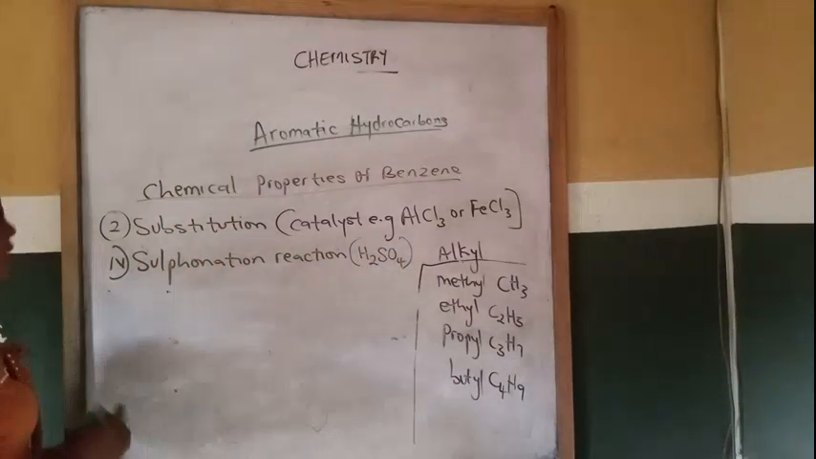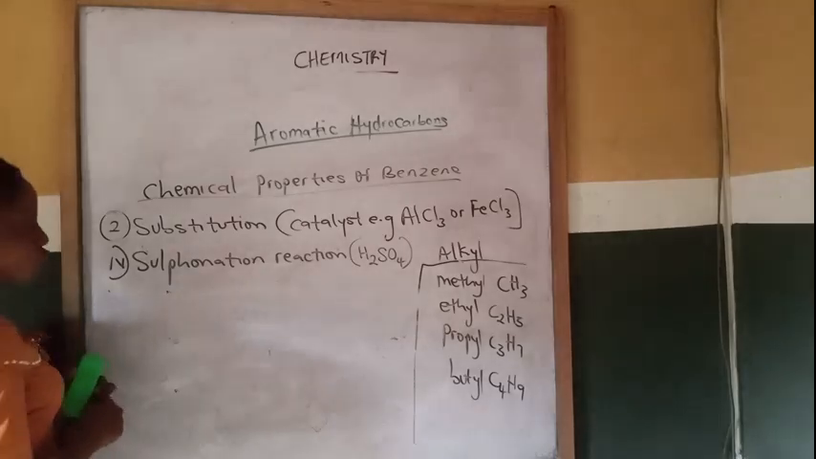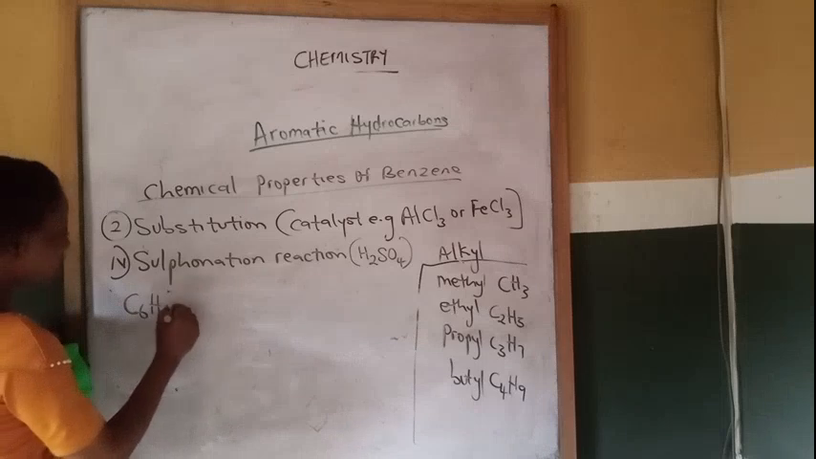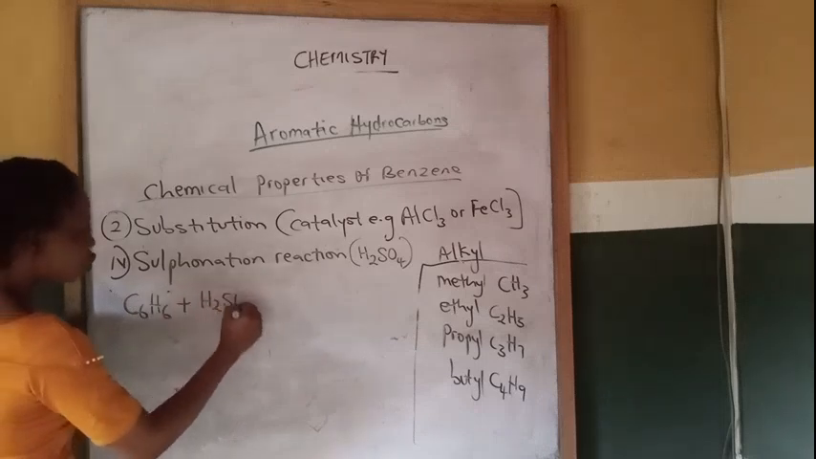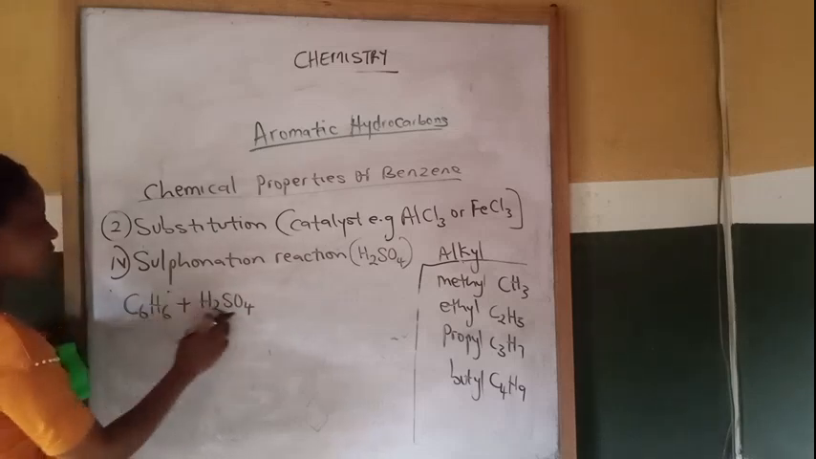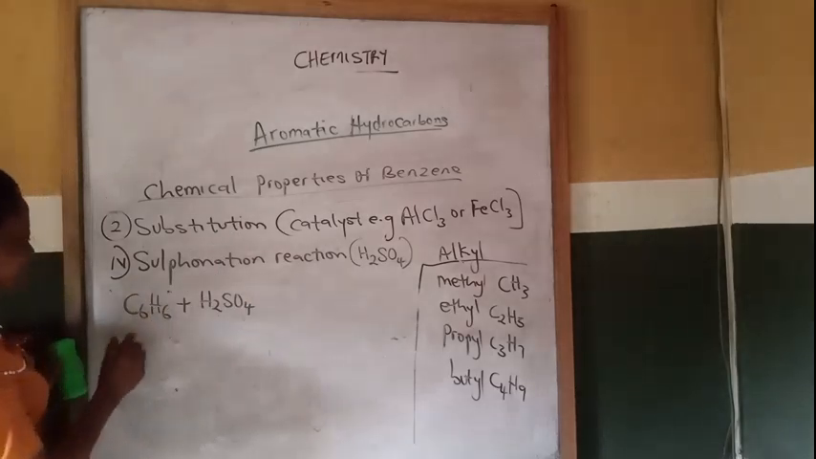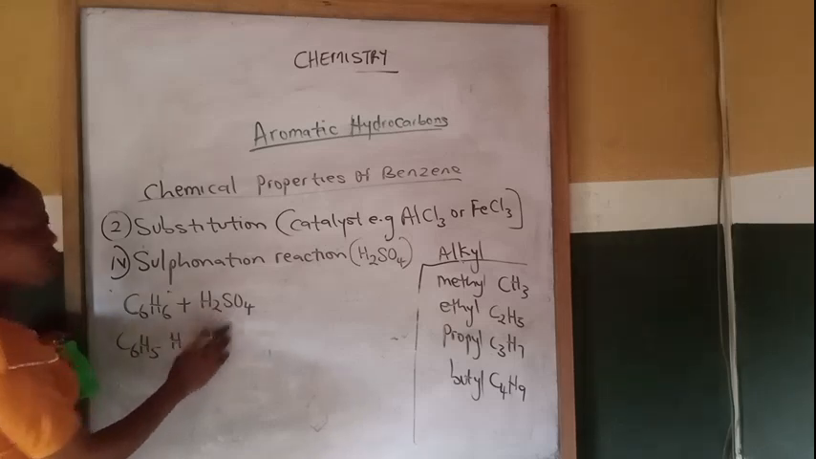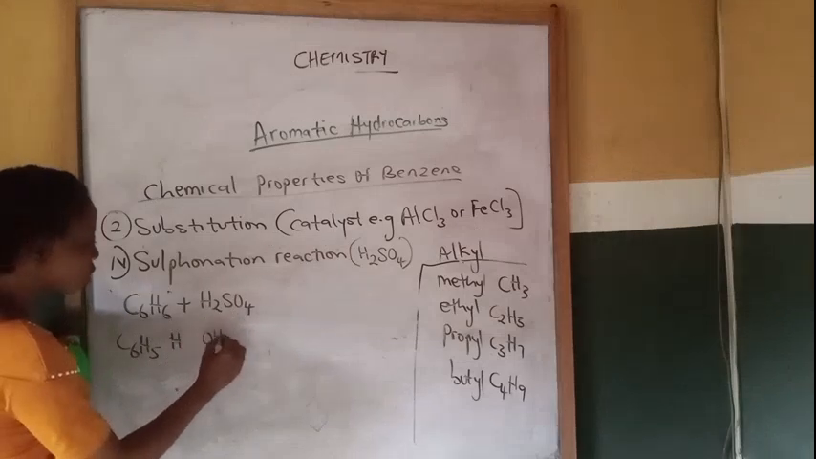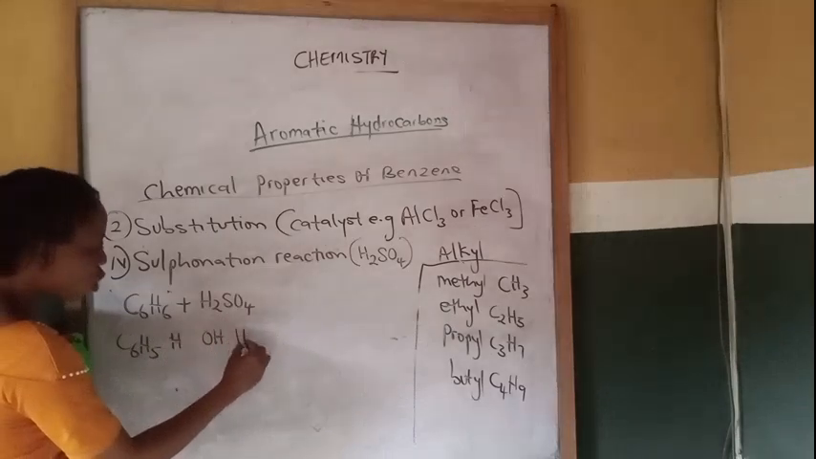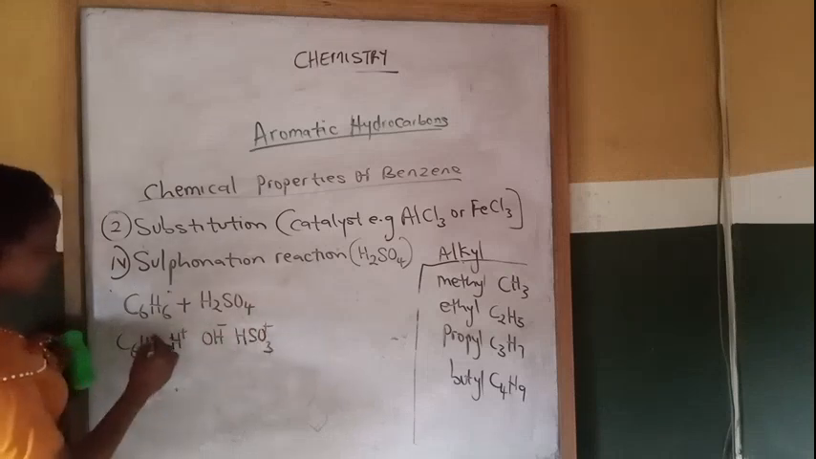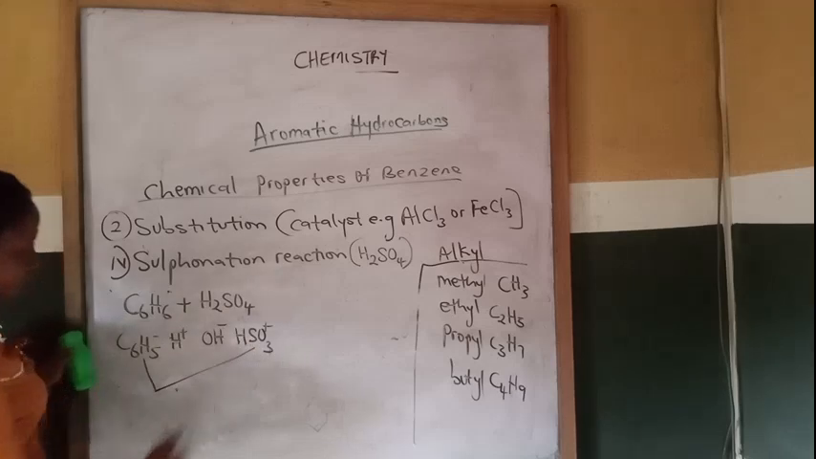So H2SO4 will be added to benzene molecule. So benzene is C6H6 plus H2SO4. So reaction of benzene with H2SO4 will decompose benzene to C6H5, then 1 hydrogen. Then this tetraoxosulfate 6 acid will decompose to OH. Remove 1 hydrogen here, 1 oxygen here. It will remain 1 hydrogen and sulfur with 3 oxygen. So this is positive, this is negative, this is positive, this is negative. So positive and negative will combine together to give you a compound.